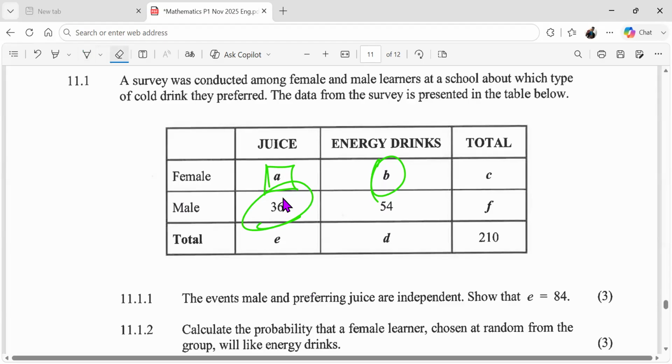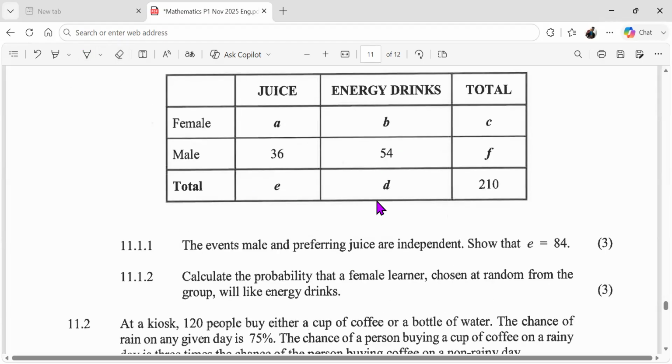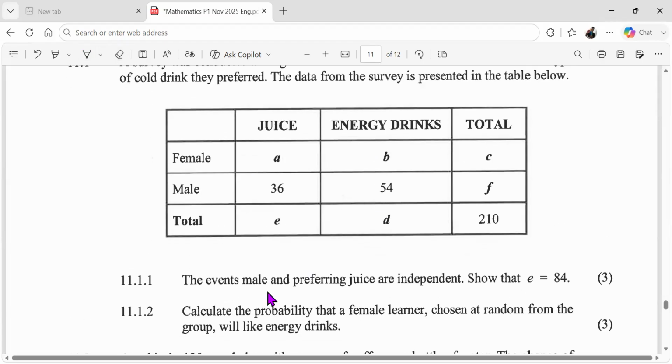So we are ready to begin. Let's listen to the first question. It says the events male and preferring juice are independent. Show that the value of E will be 84. They're giving you a hint in terms of how to approach the question. They're asking you to use the independence of events in order to answer the question. And that's what we're going to do. So let's do that.